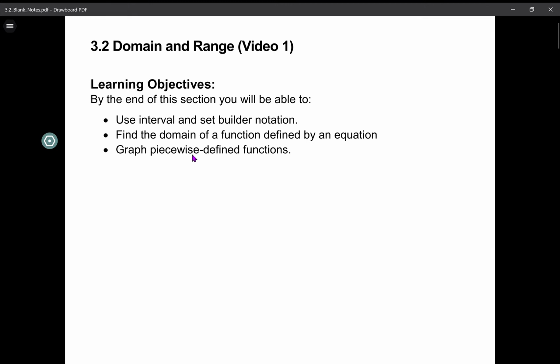All right, by the end of this section, you should be able to use interval and set builder notation, find the domain of a function defined by an equation, and graph piecewise defined functions.